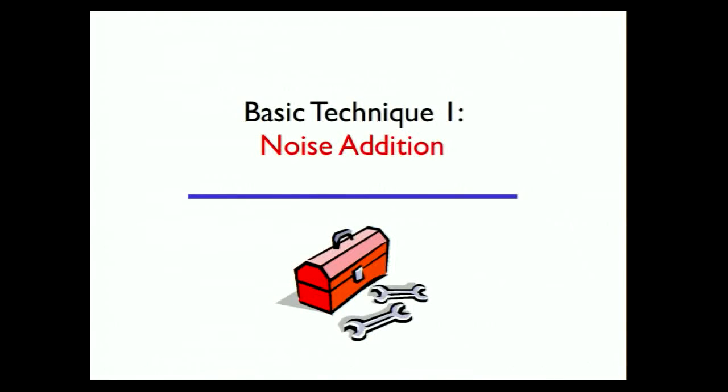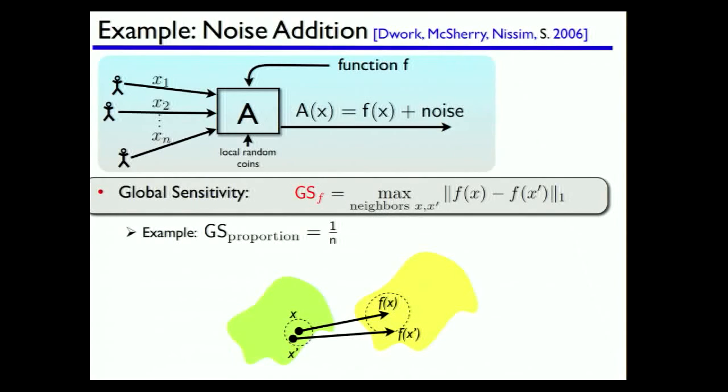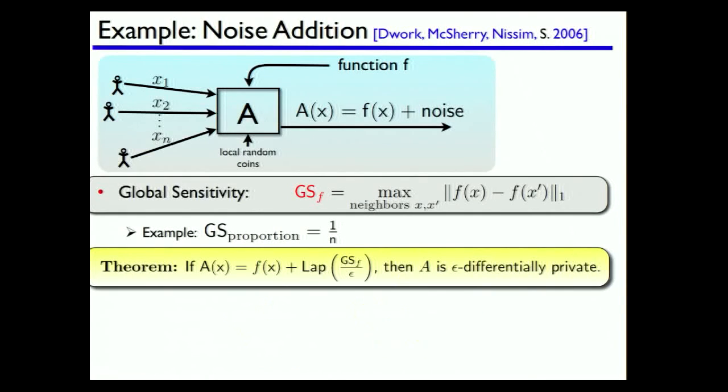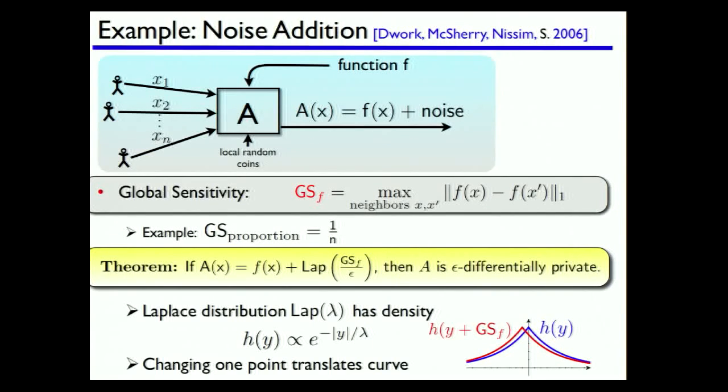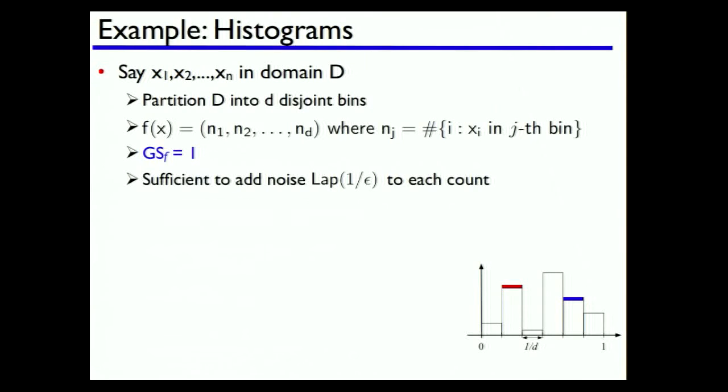Technique number one is noise addition, and by noise addition I mean the simplest variant, which is the Laplace mechanism. That's what I talked about earlier. This is just the same slides as before, to remind you. Just to give you an example of where this can be useful, suppose I've got a histogram. Suppose my data points lie in some domain. I don't know what the domain is, but I've somehow partitioned it into a bunch of disjoint bins, maybe the 50 states.